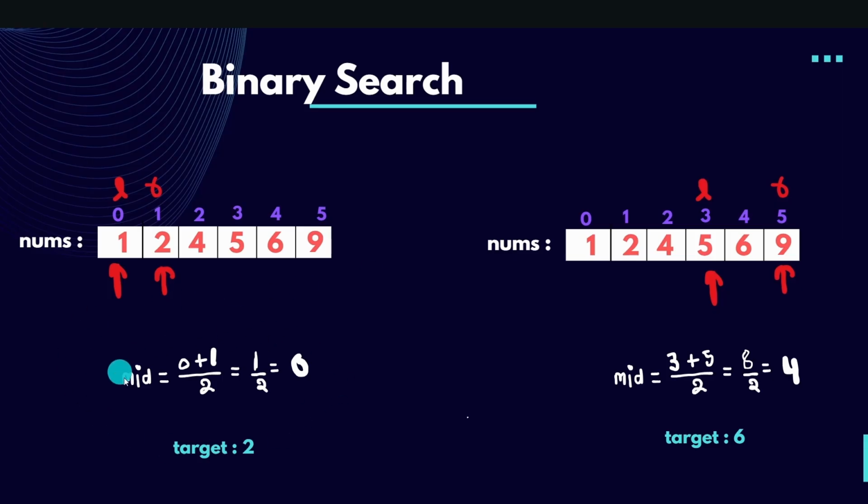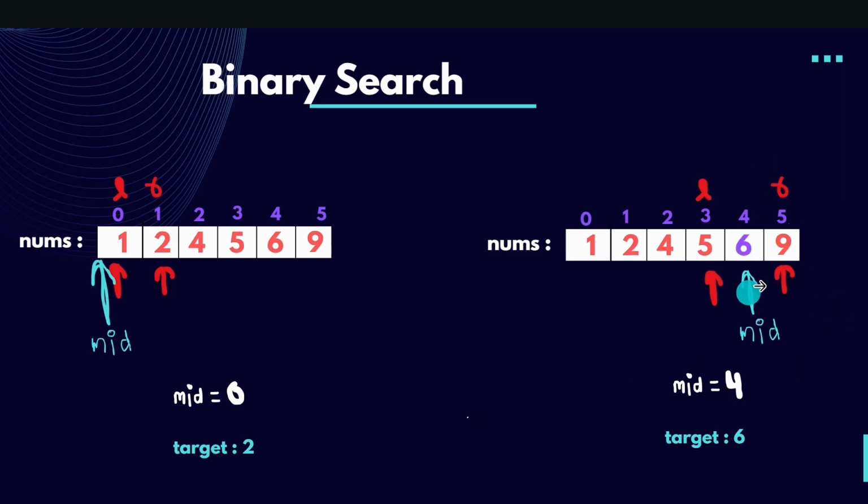Again, recalculate the mid value. So 0 plus 1 by 2, that is 0. So the mid will be placed now here. I will show that. So here also calculate the mid. 3 plus 5 by 2, that is 4. So place the mid value there. As 3 plus 5 by 2 is the mid value, that is index 4. Now the target element is equal to 6, that is the correct value.